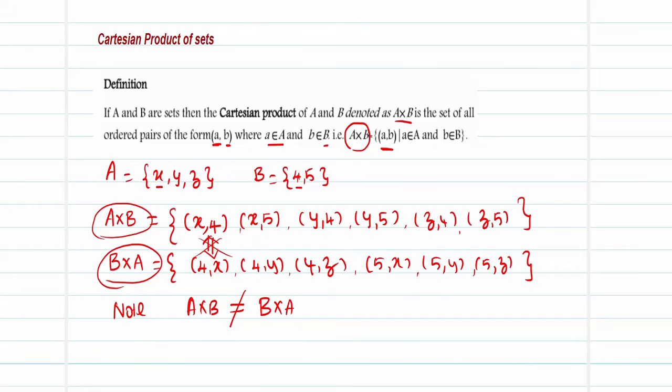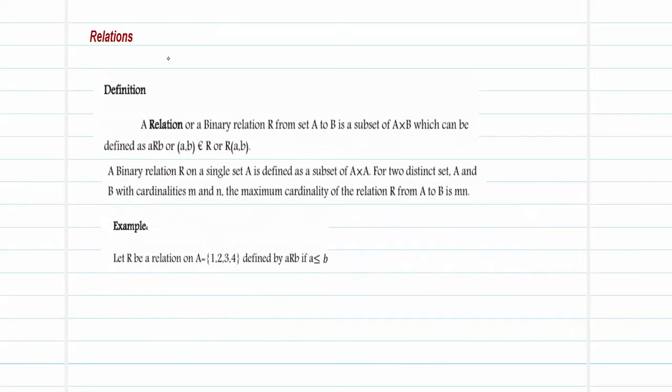Next, we will move on to define what is going to be a relation. A relation or a binary relation from a set A to B is a subset of A cross B, which can be defined using a R b or a comma b belonging to R or R of a comma b. This relation is formed in such a way that it satisfies certain condition or criteria.